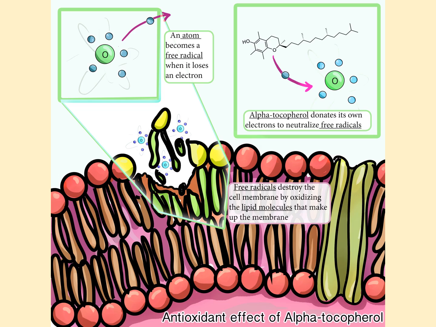So then it becomes stable again. So you're essentially neutralizing those free radicals. That's where the term free radical scavenger comes from, because they donate their electrons and neutralize all those free radicals, which is obviously a very important function in our body to try to prevent this damage that these free radicals do to our cell membranes.